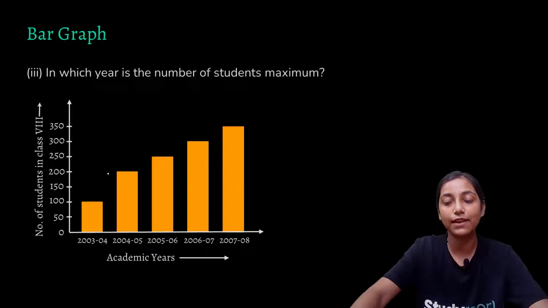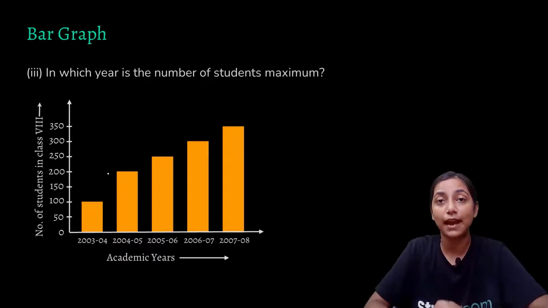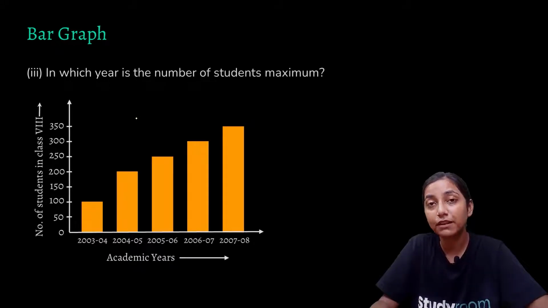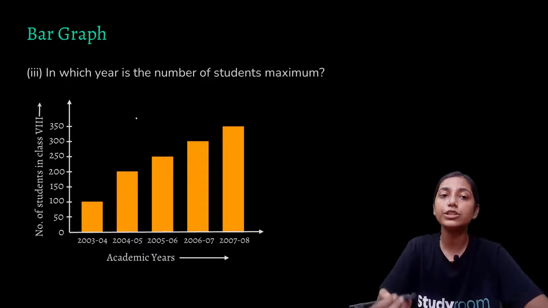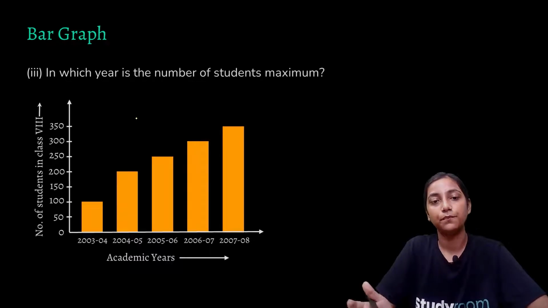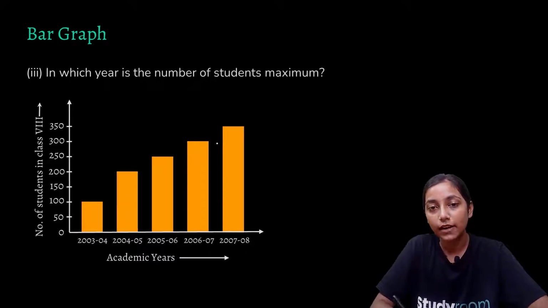What do we have next? We have the third part for the same question. In which year is the number of students maximum? Now we are not asked about the increase in the number of students like the previous part, but we are asked in which year the number of students is the maximum. So you can see that the height represents the number of students. The bar that has the maximum height will represent the maximum number of students. What is that bar?